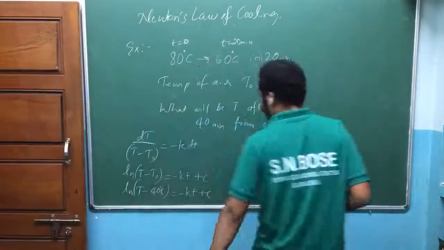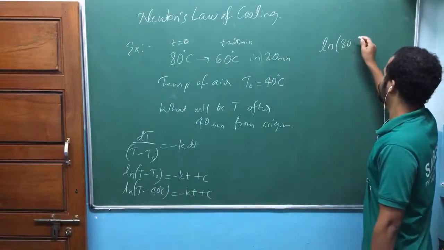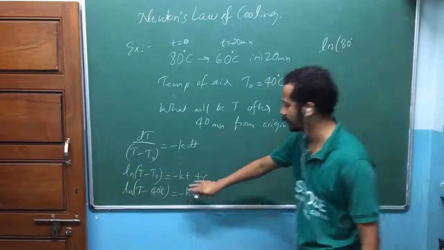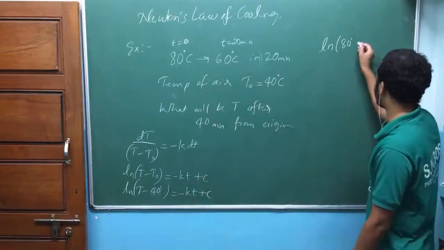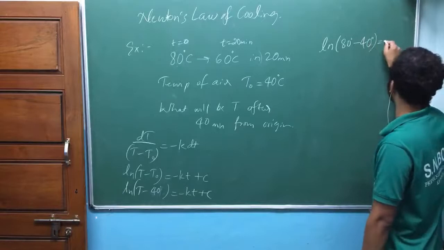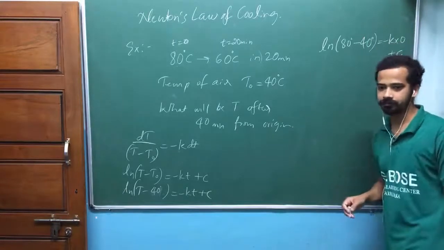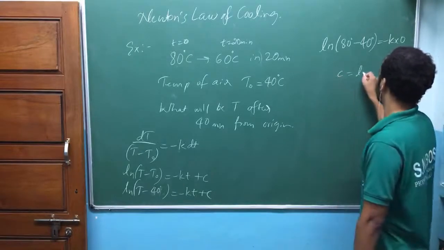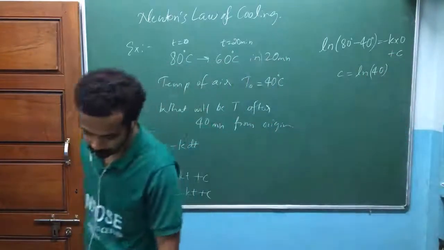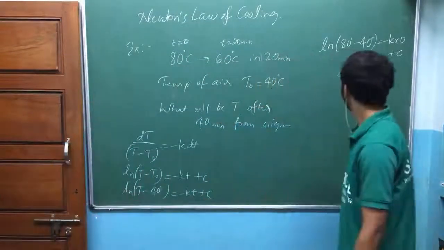So now look here. Let me substitute at t equal to 0. It is 80 degrees Celsius. Log of 80, let me write 80 degrees, not Celsius, because you may get confusion with this C. It is in Celsius. 80 minus 40, so that's equal to minus K into 0 plus C. You got C. What is C? Log of 40. C equal to log of 40. Let me keep it as it is.